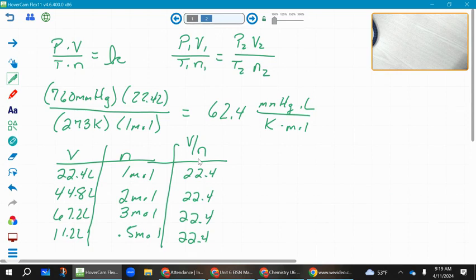Good question. How could the pressure change, or why would it? And temperature doesn't really change.